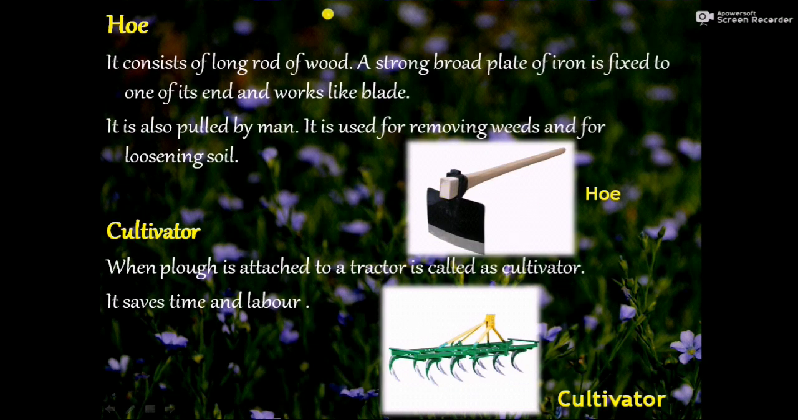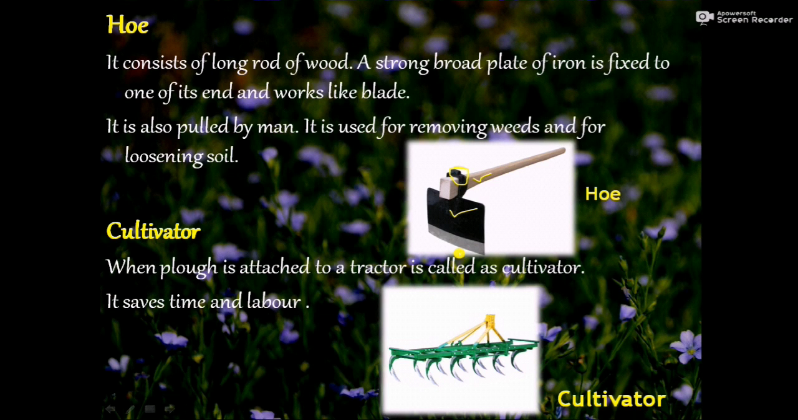Hoe. It is one of the implements used in primitive and modern day agriculture practice. This consists of two parts. One part is made of wood, that means a wooden rod, and another part is made of iron, that is the iron blade. The iron blade is fixed to one end of the wooden rod. It is pulled by a human. It is used for removing weeds and for loosening soil.